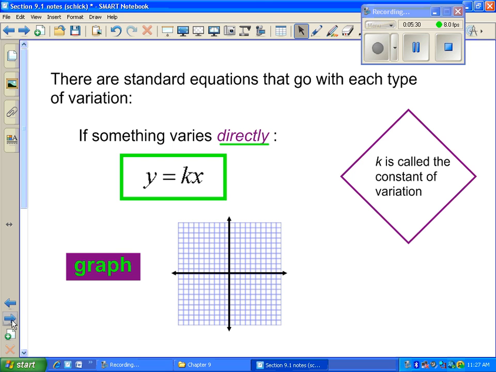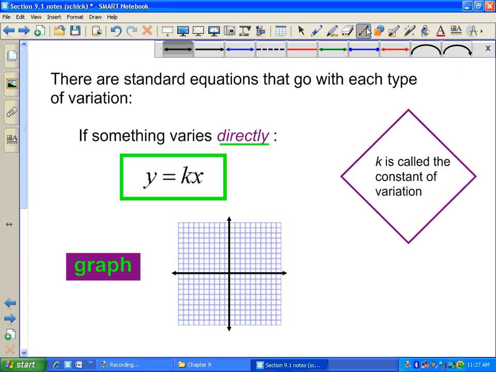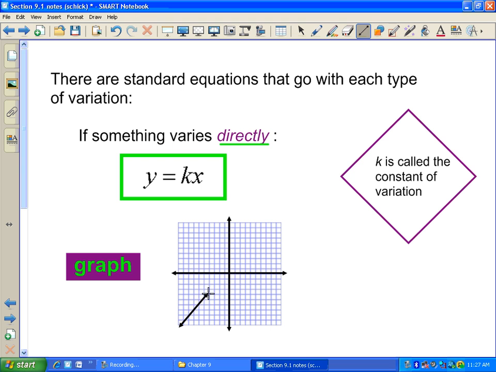What does my graph look like? Well, when I graph this, let's get this out of the way, I'm going to have a line that goes through 0, 0. That is direct variation. Here's another direct variation. Here's another direct variation.